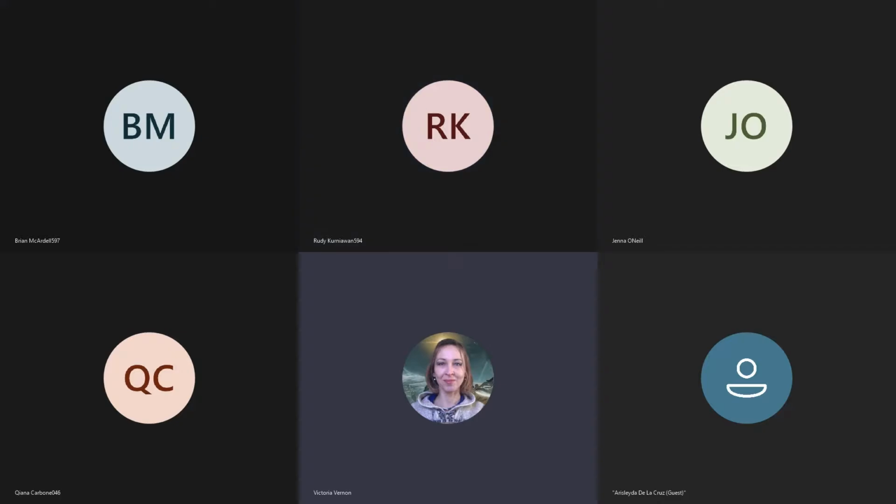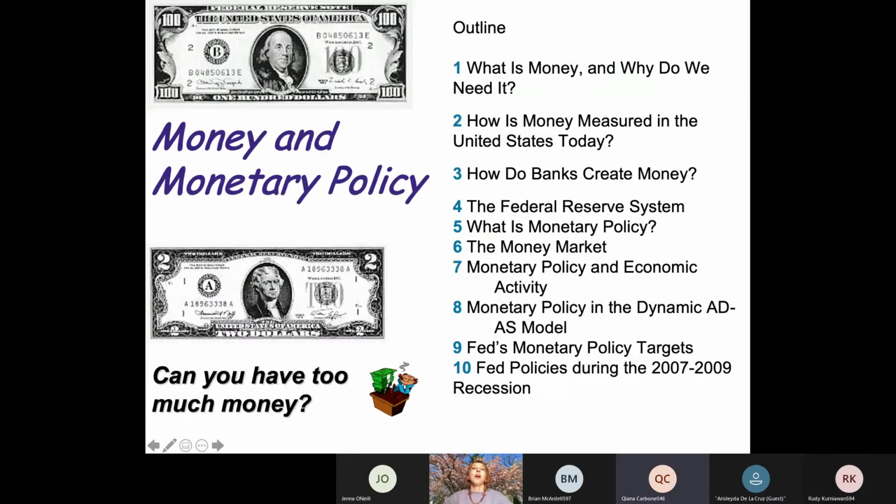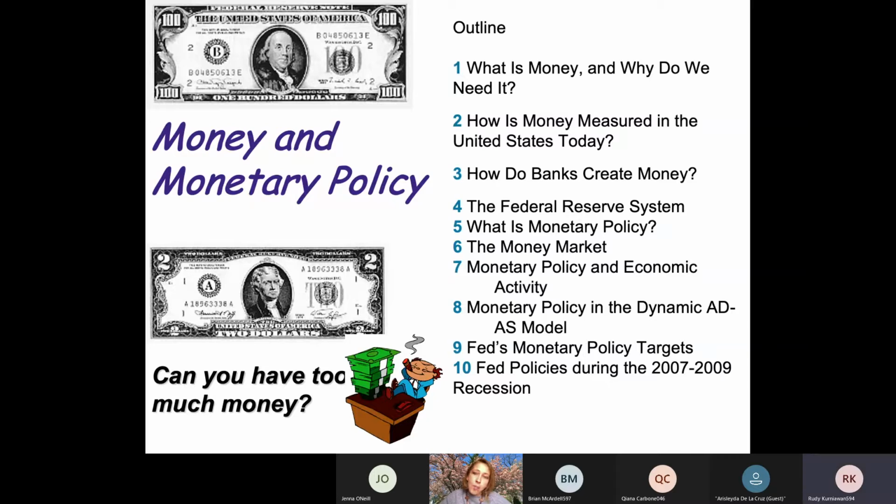Okay, so money and monetary policy is the topic of the day. We are going to learn a lot. So, starting with what's money, what's not money, how it's measured, how banks create money, how the Federal Reserve System works, how we conduct monetary policy, how the money markets operate, and what's expansionary and contractionary monetary policy, and what the Fed actually did during the last recession.